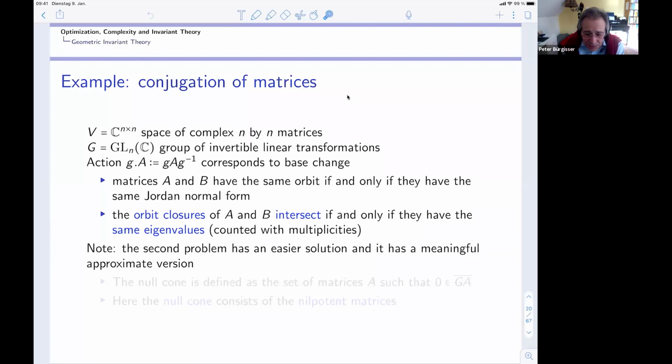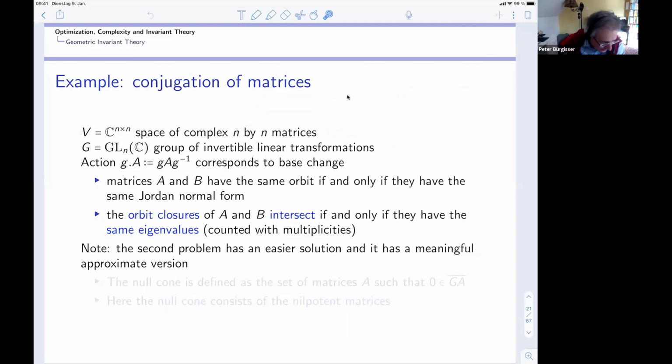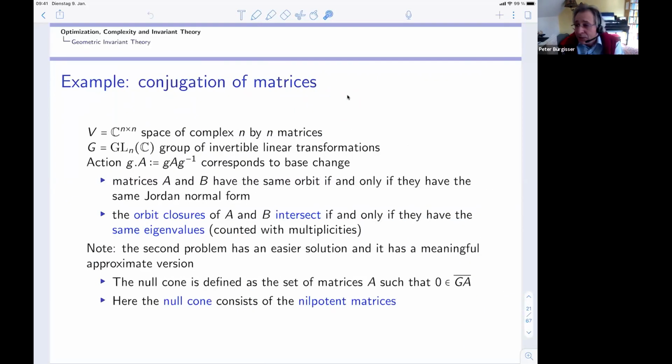The null cone now consists of all those matrices where all the eigenvalues are 0. So these are the nilpotent matrices. The null cone is the set of nilpotent matrices. Here you can also see the nature of the null cone. It's kind of the degenerate object, if you want. The objects are like 0, but not 0, but they are like 0. And usually you don't like them, but you have to deal with them somehow.